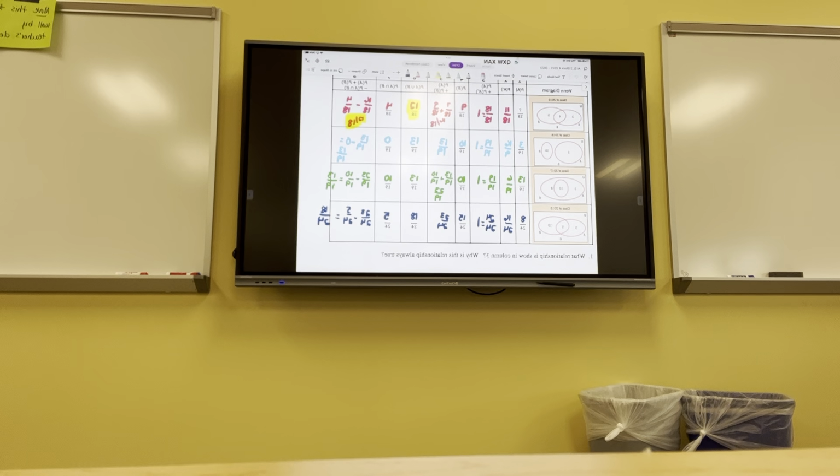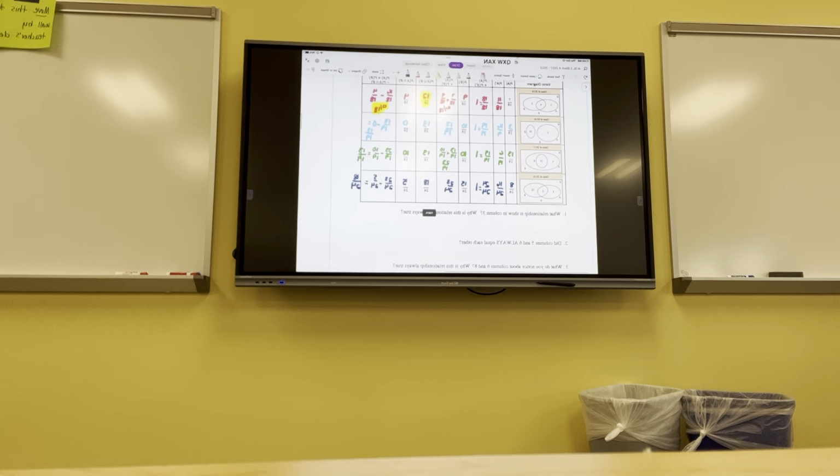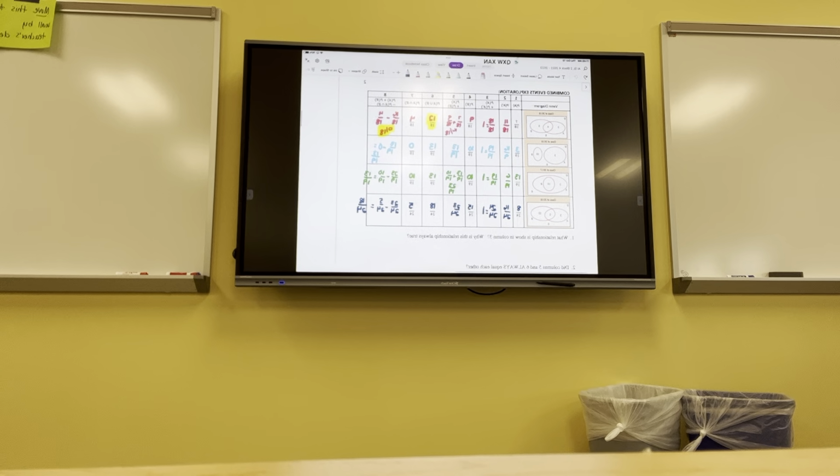Thanks. All right, so what relationship is shown in column 3? So in column 3, they always add to 1. And why is this relationship always true? Because something either happens or it doesn't. So your event is going to either happen or it's not going to happen, but together.